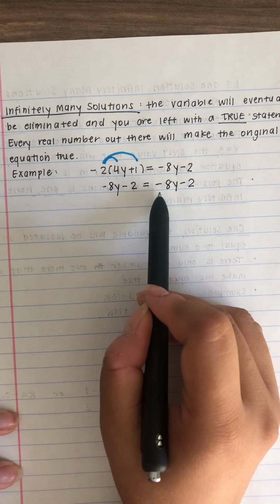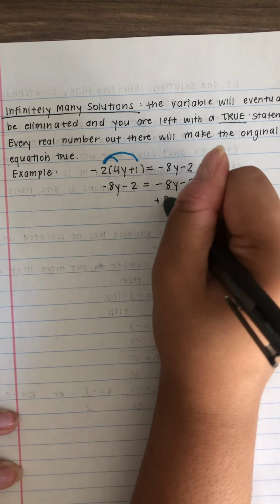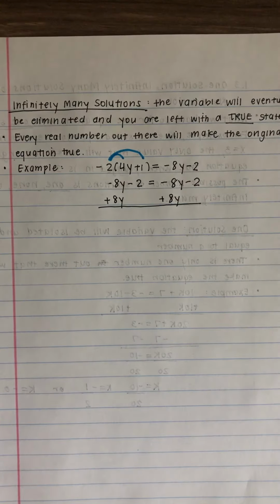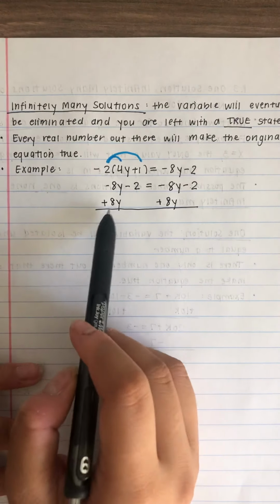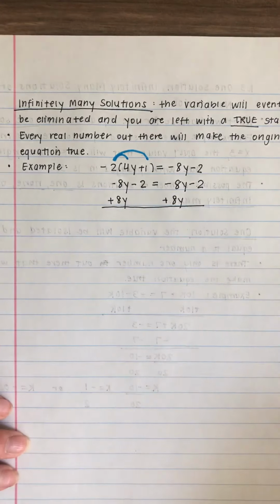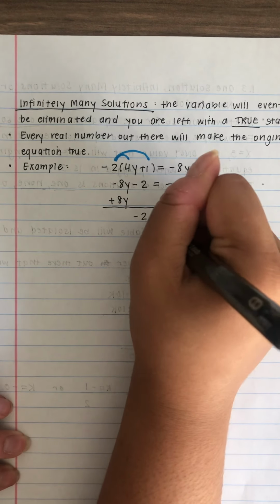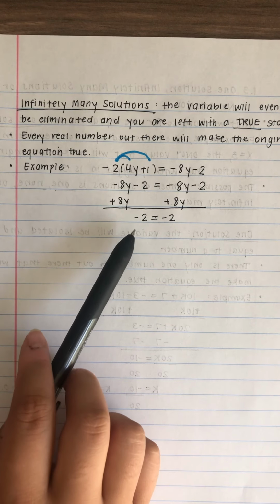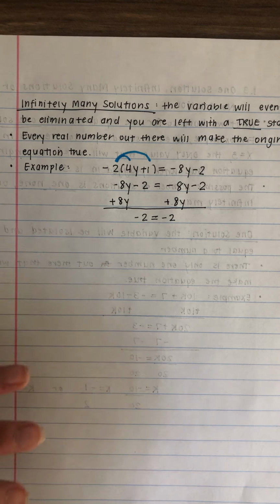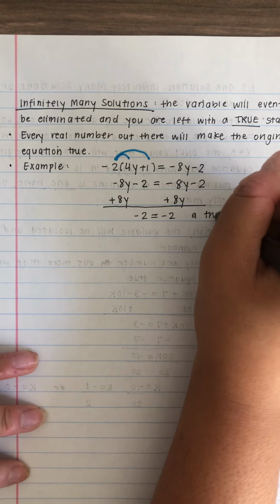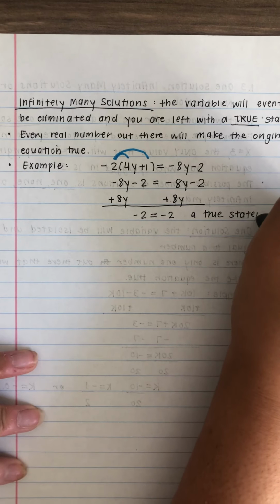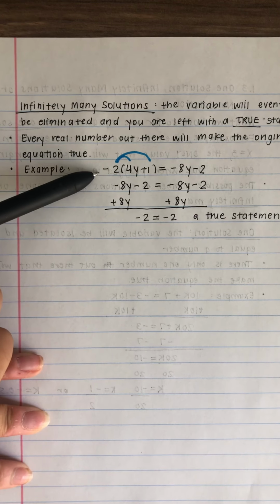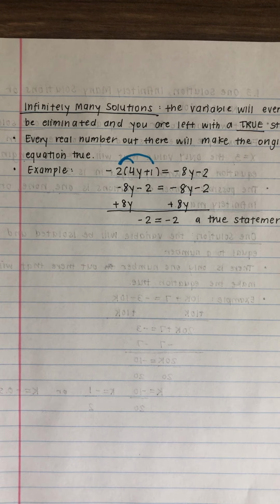I'm going to choose to eliminate this negative 8y by adding 8y to both sides. So our y's will cancel on both sides, and we are left with negative 2 equals negative 2. This situation is always true. Negative 2 will always equal negative 2. So this is indeed a true statement, meaning that every real number will always make this original equation true because every number is always equal to itself.